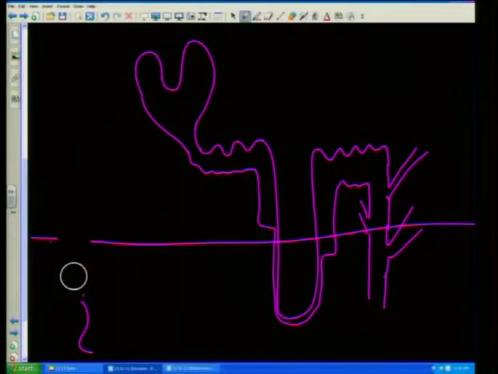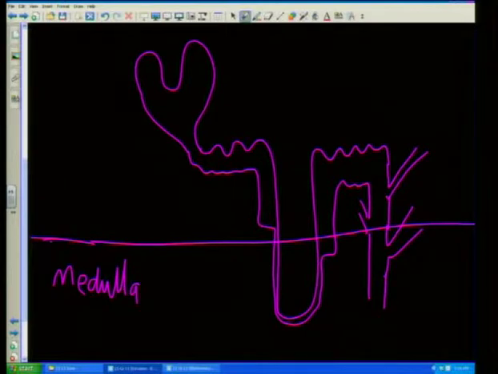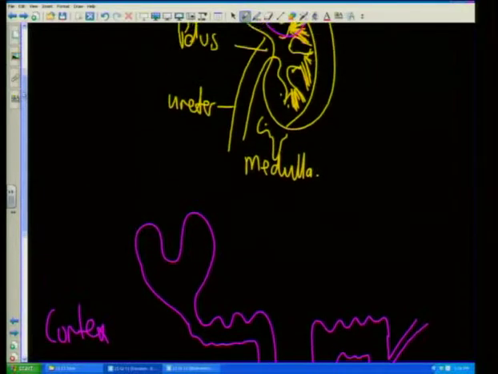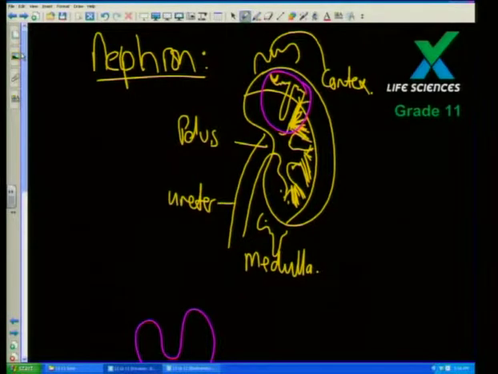Okay, I'm going to take this out. This part is the medulla region of the kidney, and this part is the cortex, just like I showed you over here. So cortex and the medulla.